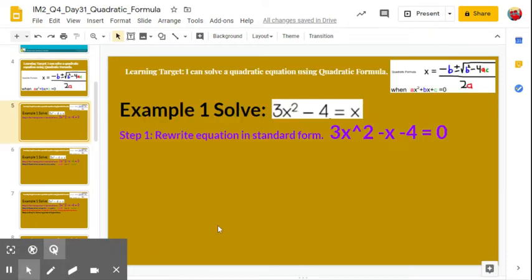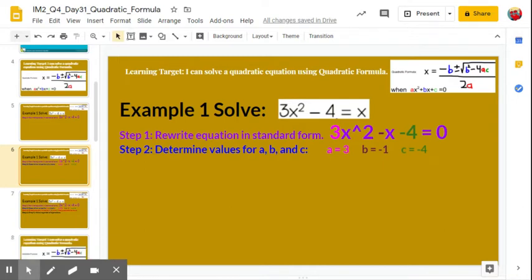Here's our first example. We're going to solve the quadratic equation 3x squared minus 4 equals x. The first thing we have to do is rewrite the equation in standard form. Sometimes we'll give it to you in standard form, and you can skip this step, obviously, but this one we need to rewrite. So we subtract x from both sides, and that's how we get 3x squared minus 1x minus 4 equals 0.